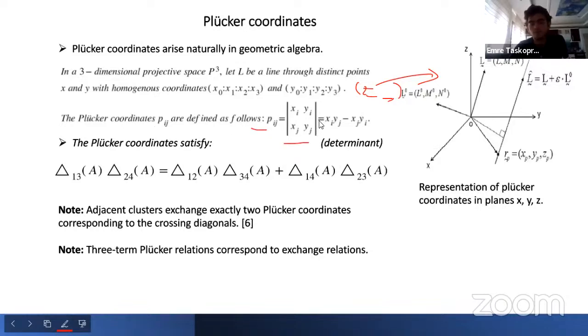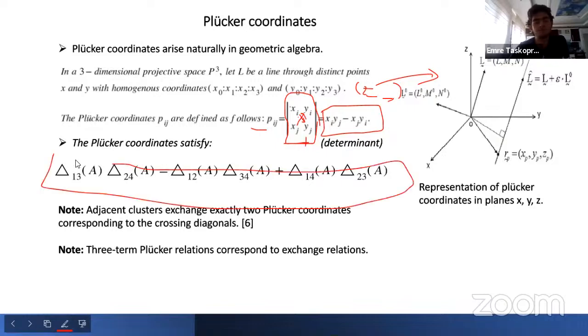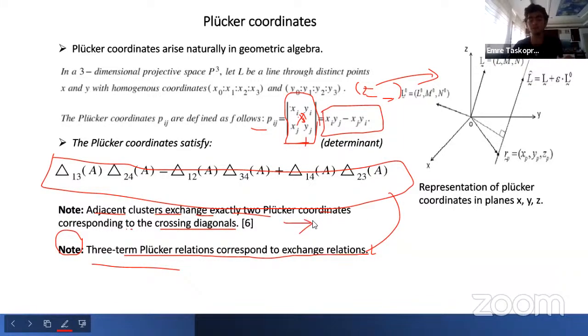p_ij is the determinant of this special matrix, with entries x_i, y_i, x_j, y_j. The determinant can be found by multiplying x_i by y_j and subtracting x_j times y_i. That can be seen right over here. The Plucker coordinates satisfy this polynomial expression, and it looks just like the exchange relation. The note states that the three-term Plucker relation corresponds to exchange relations. In another note, adjacent clusters exchange exactly like two Plucker coordinates corresponding to the crossing diagonals. We will heavily stand on this in the triangulations of cluster algebra.